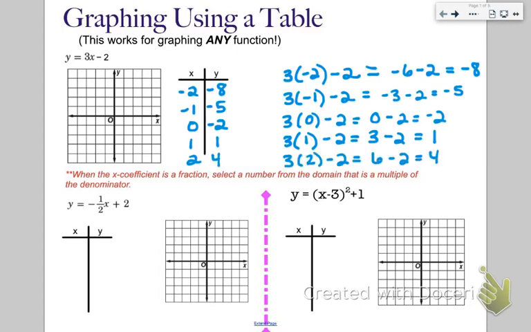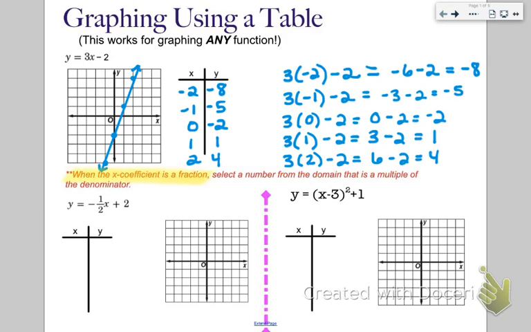We're going to plot all of those on our graph and connect them with a line with arrows at both ends. It's important to have arrows at the ends to show that the line does go in the other directions forever.